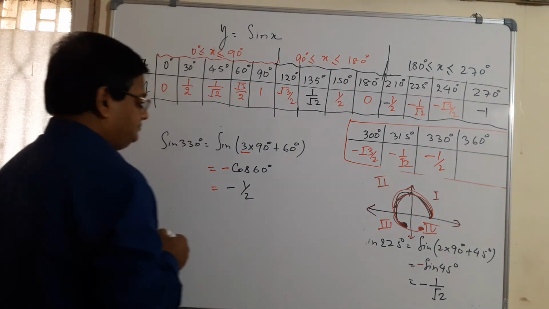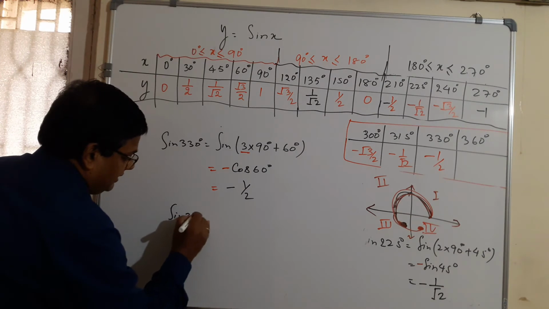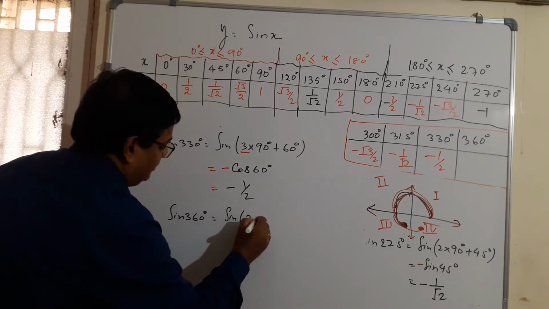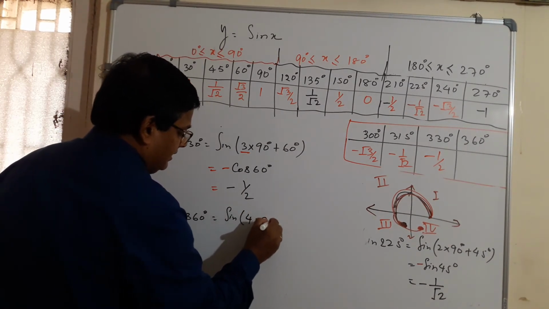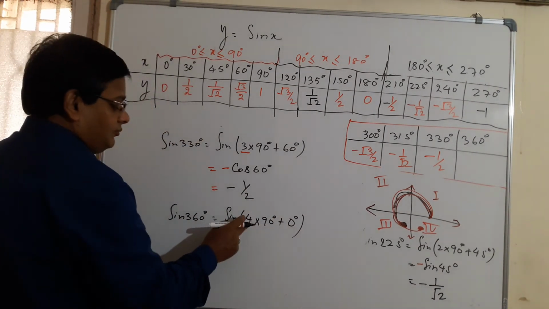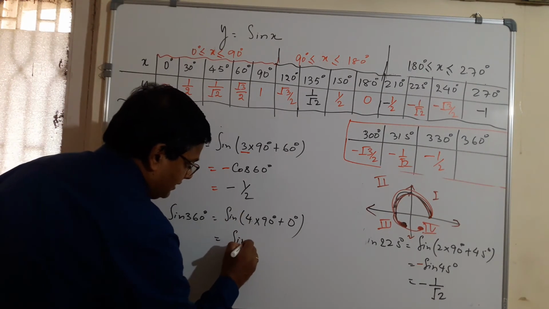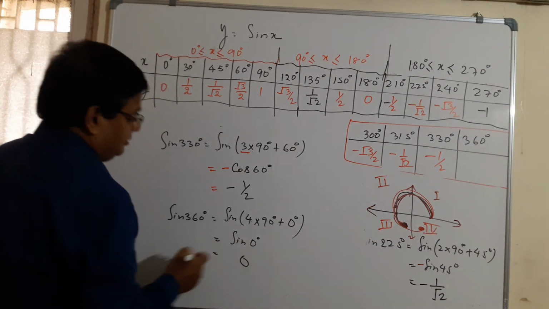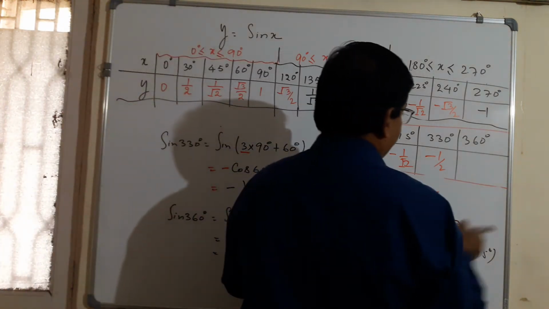Now here sine 360 degree. Or you can write here 4 into 90 degree plus 0 degree. So see here, 4 is an even number, so no change, sine 0 degree. And sine 0 is 0. So here it becomes 0. So write here 0.